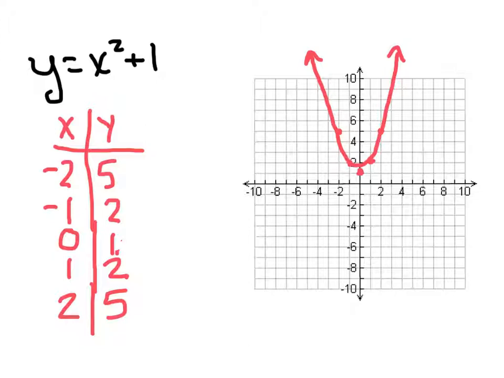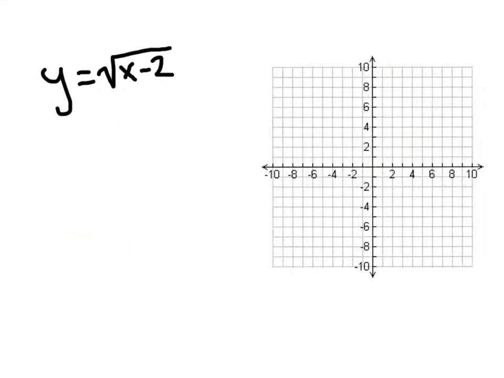Once you have put your points and made your parabola, make sure to label it. And then you're all set. The next one is a square root. Y equals the square root of x minus 2.